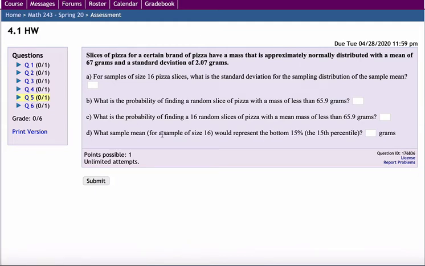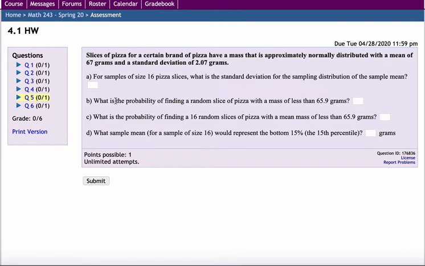Slices of pizza for a certain brand have a mass that is approximately normally distributed. So there we go, the parent distribution is normal. So I don't even care what the sample size is. With a mean of 67 grams and a standard deviation of 2 grams. So they're giving me mu and sigma here. For sample sizes of 16 pizza slices. Sounds a lot like a sampling distribution question. What is the standard deviation for the sampling distribution of the sample mean? That's a mouthful. They're asking you for the standard error. They're asking you for sigma sub x bar.